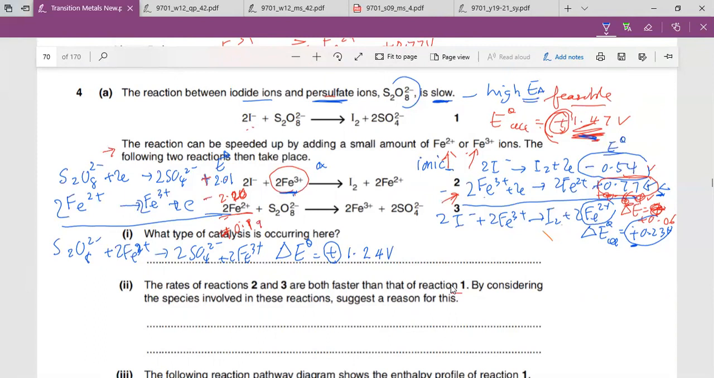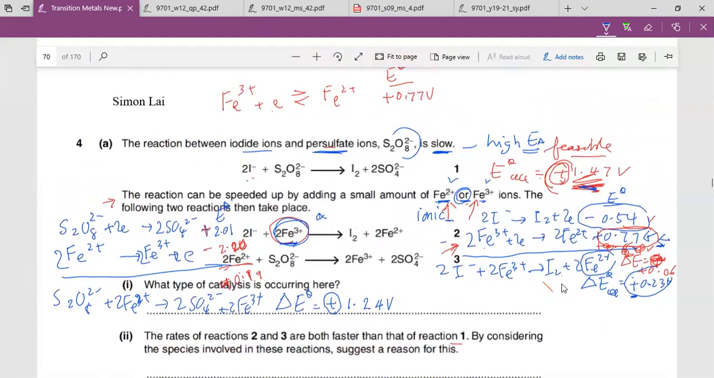So why is there a high EA? The reaction can be sped up by adding a small amount of Fe2 plus. Oh no, they don't put two together. You either start with Fe2 plus or Fe3 plus. The following reactions take place. If you start with Fe3 plus, you choose from here, Fe3 plus. So Fe3 plus will accept electrons, which means that it will act as an oxidizing agent. So it will oxidize something.